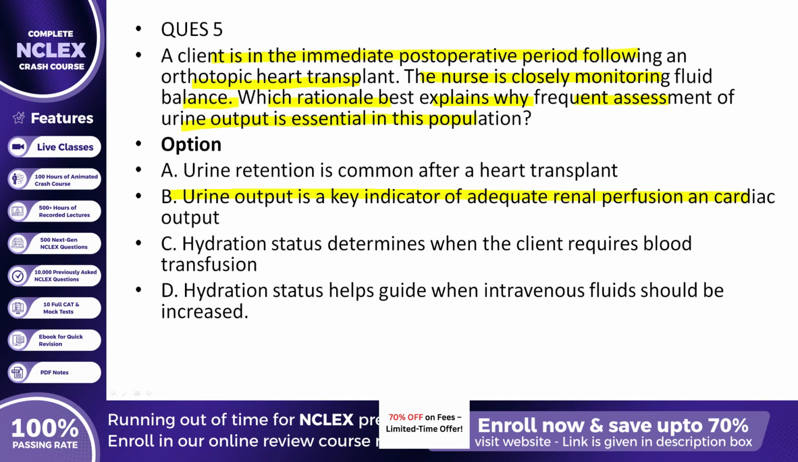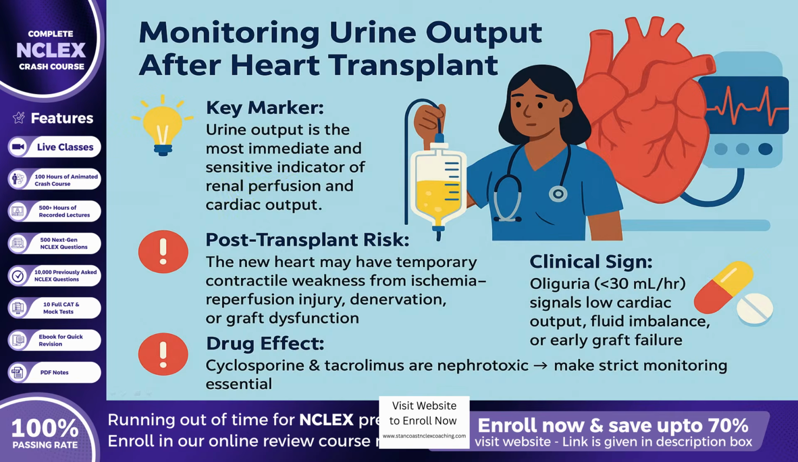This is because urine output is one of the most immediate and sensitive markers of kidney perfusion, which in turn directly reflects cardiac output in a newly transplanted heart. After a transplant, the heart may have temporary contractile weakness from ischemia-reperfusion injury, denervation, or early graft dysfunction. If cardiac output drops, renal perfusion falls, leading to reduced urine production. Therefore, oliguria, defined as urine output less than 30 milliliters per hour, signals inadequate perfusion and could indicate graft failure, fluid overload, or hypovolemia.